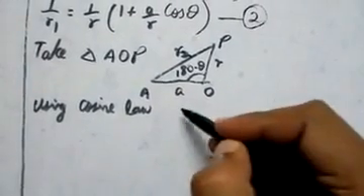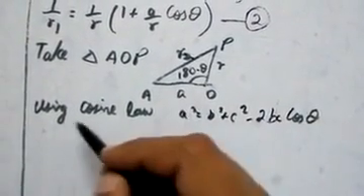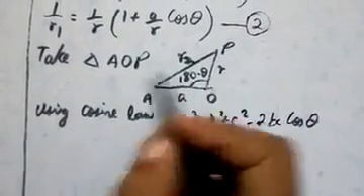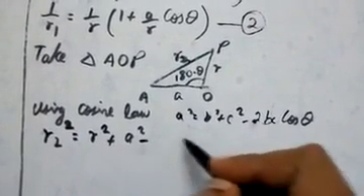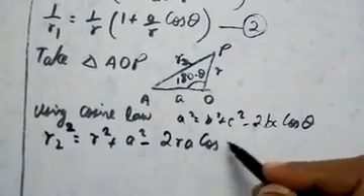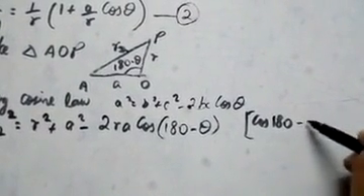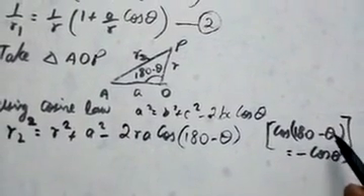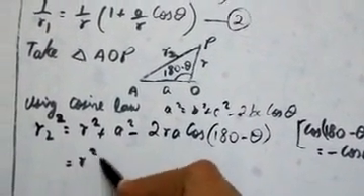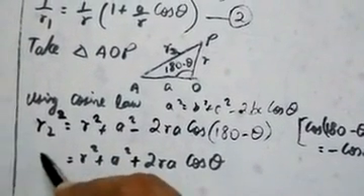The cosine law, that we know: a squared is equal to b squared plus c squared minus 2bc cos theta. I'll use this formula here. We need to find R2, so we write R2 square is equal to R square plus a square minus 2Ra into cos of the angle, that is 180 minus theta. Now what is cos 180 minus theta? That is equal to minus cos theta. So instead of writing cos 180 minus theta, I can write minus cos theta. We get R square plus a square, minus into minus will become plus, so plus 2Ra cos theta, that is R2 square.